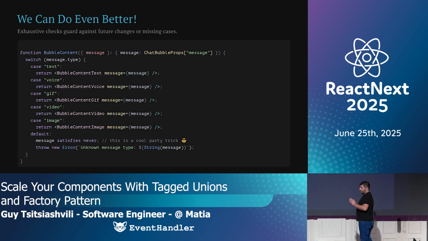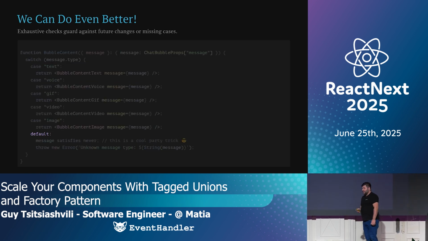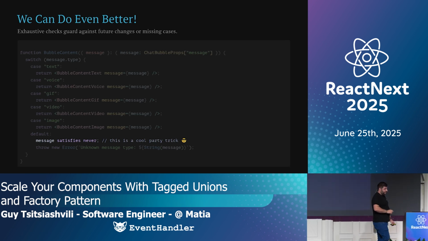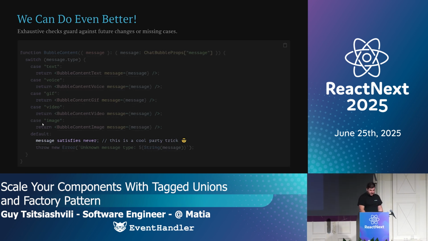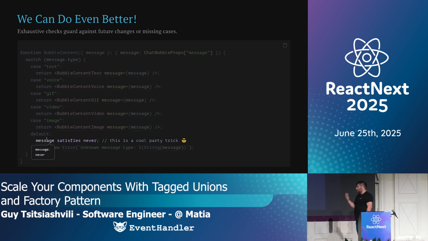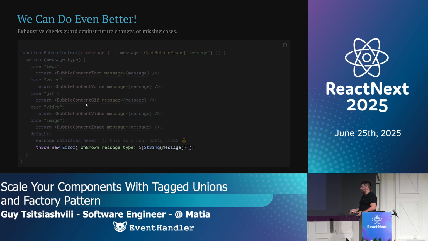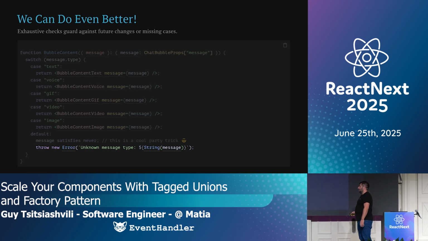Because our set of possibilities is finite, we can add a default clause in the switch statement and use a cool party trick added in TypeScript 4.9, the satisfies block. And since we already handled all of the cases that message can live in, we narrowed it down to basically nothing, so its type is never. So if we expect message type to be never, we get a compile time check, and we will also add a runtime check for, I don't know, whatever situation that could happen, okay?